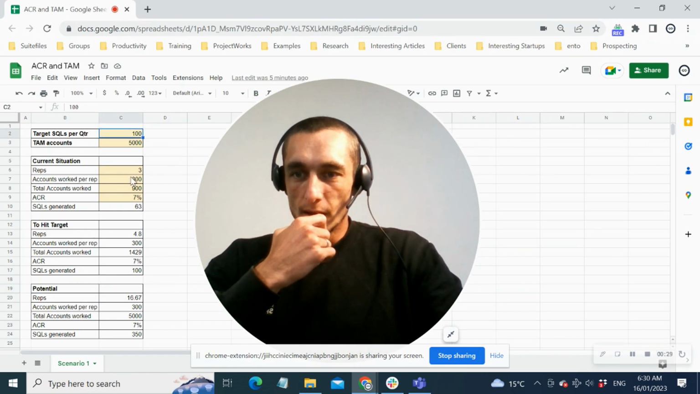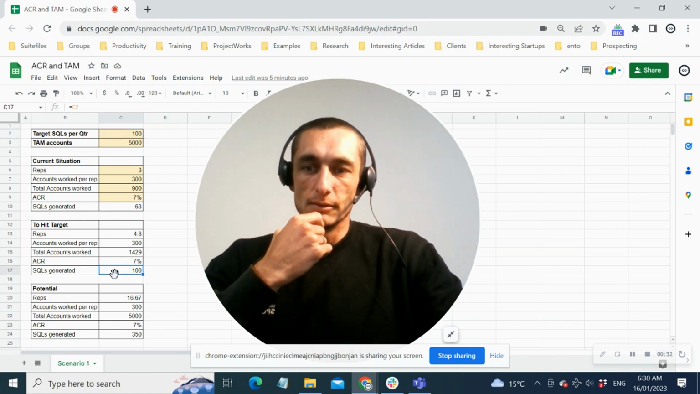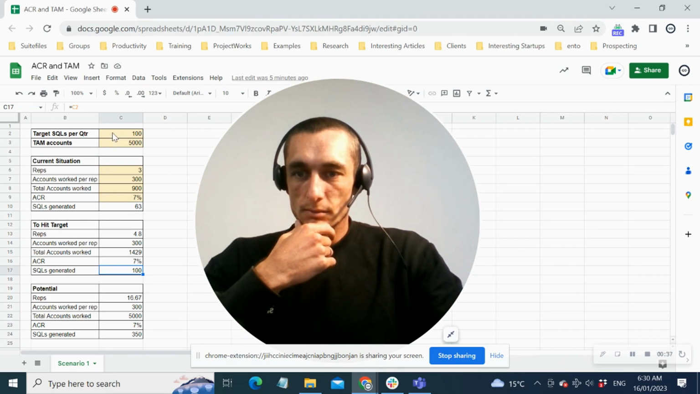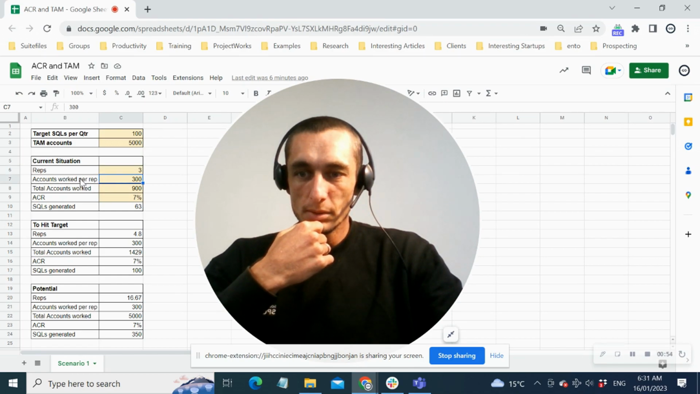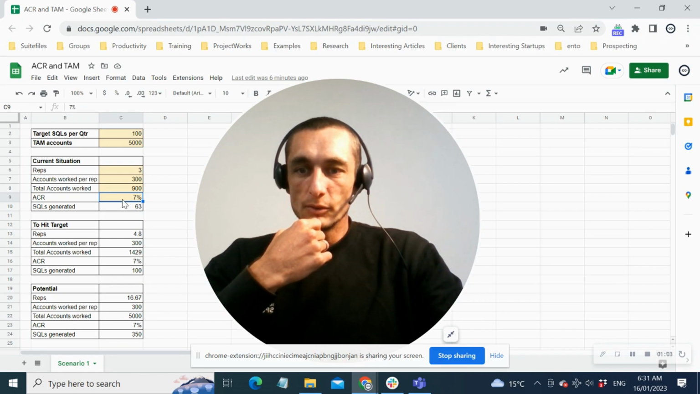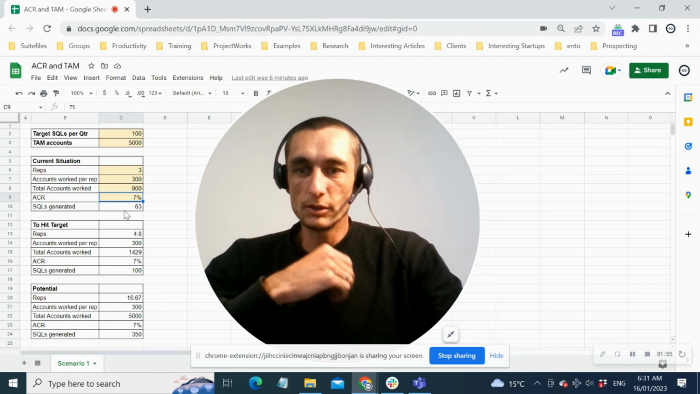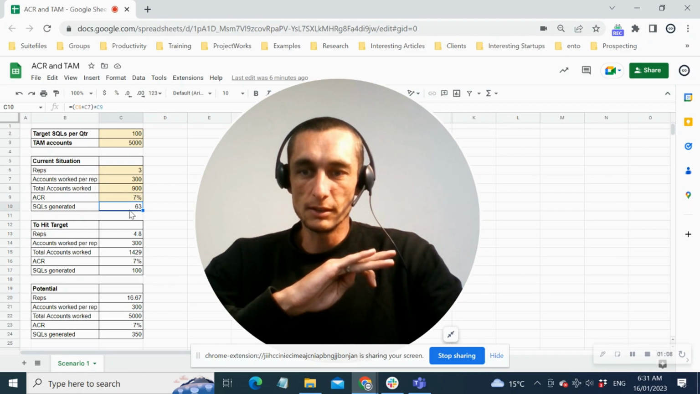Let's say we want to figure out a specific target, right? We want to hit 100 SQLs per quarter is our target. Okay, so we put that number in the top here. And then we find out how many total accounts that we can sell to within our TAM, and we put that number in here. Okay, then we take our current number of reps, the number of accounts that they're working per quarter at the moment, per rep. So then we get the total number of accounts that are worked, and then we take our account conversion ratio, which is 7%. So if we say we're booking 7% of our total accounts worked at the moment, that means that we're currently generating 63 SQLs.